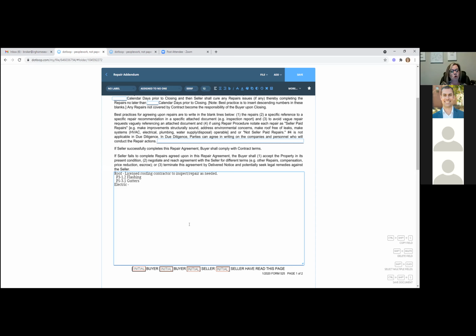Electric, I'm always going to say licensed electrician to inspect, repair as needed. And then I'm going to have the same thing, page 6, 2.0, and I'm going to have that listed out. And I'm going to go through and list anything that my buyer has requested under electric.